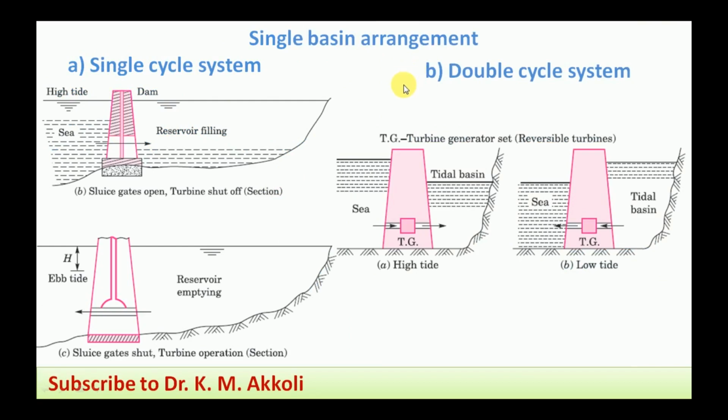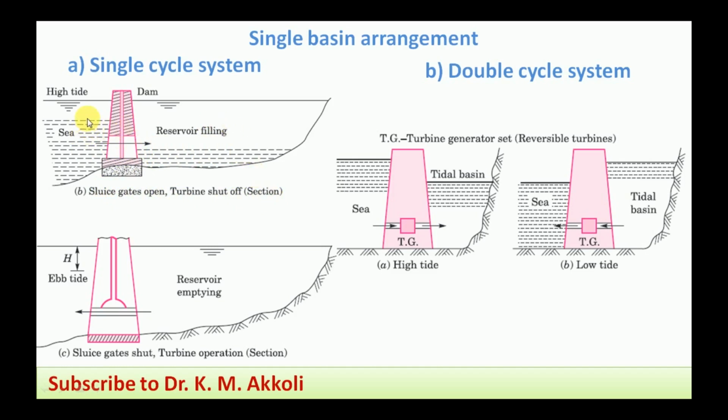In the single basin arrangement, as I already told you, there is a single cycle system and a double cycle system. First we will take the single cycle system. In that single cycle system, we will see the water level in the sea is higher. That higher level is there due to the high tide. Then the water is not there in the reservoir. Then water enters through the sluice gates. Here the turbines are not used, sluice gates are used. Sluice gates open, turbine shut off section.